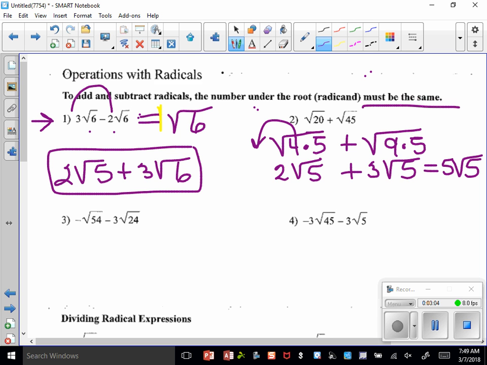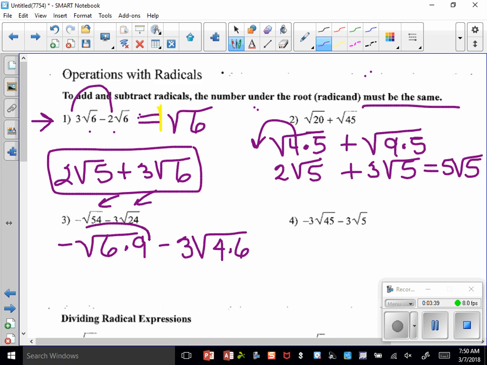Okay? All right, let's take a look at number 3. You can do this on your calculator, or I'm going to do it by hand. Okay, so a perfect square in 54 is what? Does anybody know? What times what gives you 54, and one number is a perfect square? Yes. 6 times 9? All right, 6 times 9. And 4 times 6. And again, if you can't do those factors like that, then by all means, use your calculator. I'm going to take the square root of 9 out, which is 3.